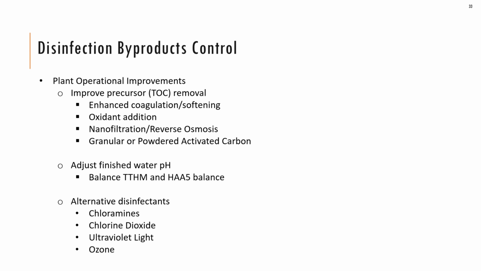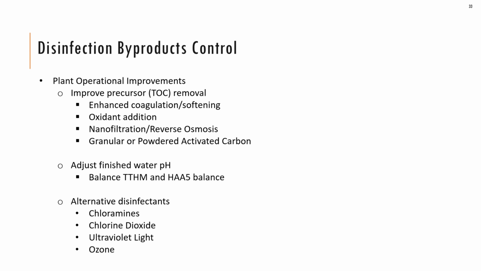Systems can also adjust the pH of their treated water to balance the TTHM and HAA5 formation, since TTHMs prefer to form at higher pH and HAA5 prefers lower pH. Water systems can also use alternate disinfectants like chloramines, chlorine dioxide, UV, and ozone, since all these options form less DBPs compared to chlorine. But there are pros and cons for each method.